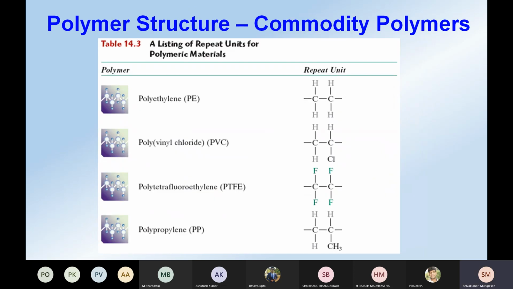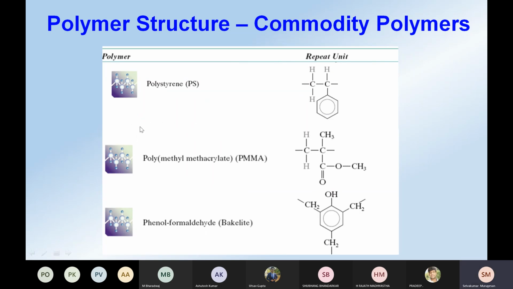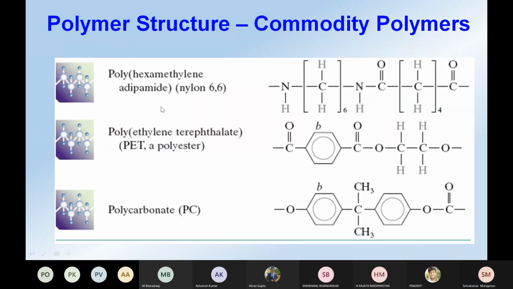Okay, all right. So you can see here some of the polymeric structures of commodity polymers like polyethylene, PVC, tetrafluoroethylene, PP, etc. And PMMA, and this is a thermoset polymer, phenol formaldehyde, and a polystyrene-based one. And this is nylon 66, PET-based polymers, and polycarbonate. I hope everyone knows, right? Nylon 6, I mean, the 6 corresponds to what? The first 6 and the second 6.